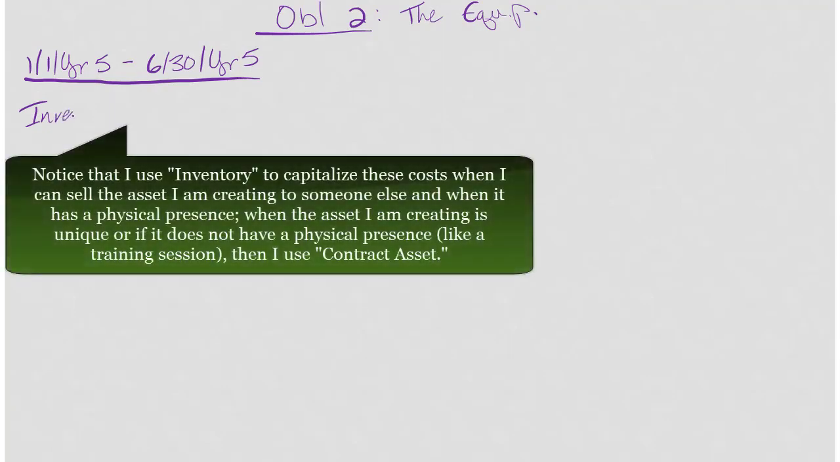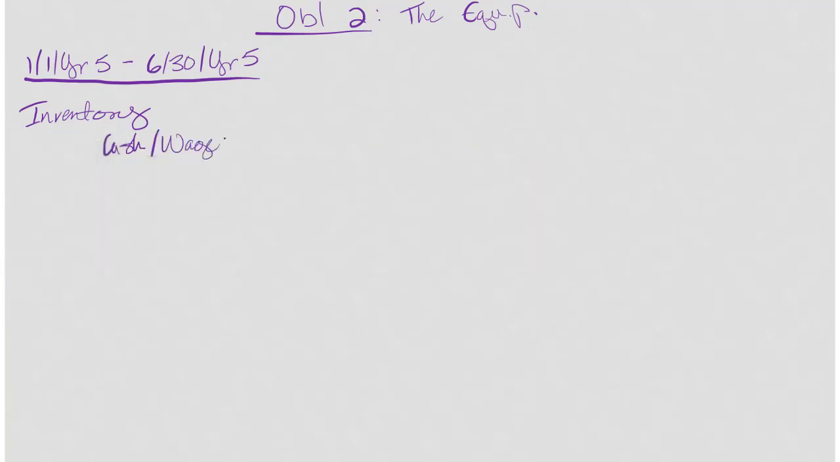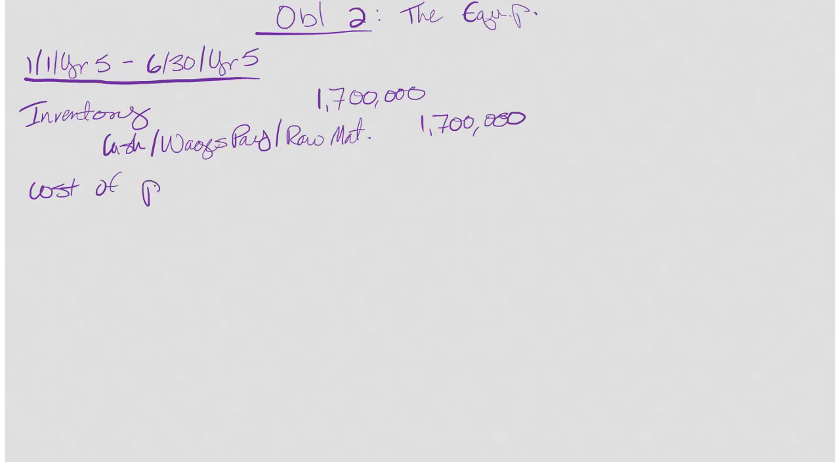Once again, it's going to take me 6 months, and over those 6 months, I'm going to have a bunch of different entries for the cost of producing this inventory. Wages payable, raw materials, etc. And that was for $1.7 million. Cost of producing machinery. And we'll say that this is under contract, just so we do know that what I'm making is part of this process.